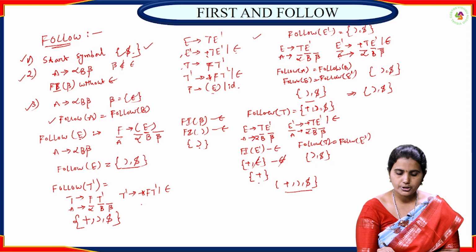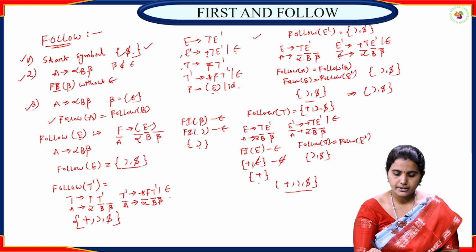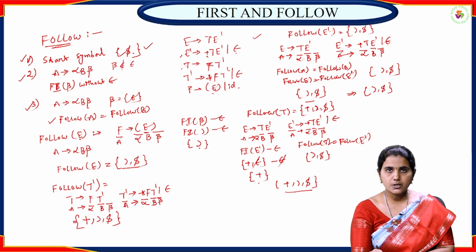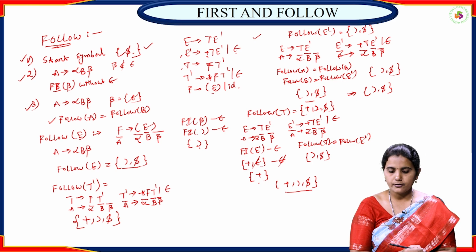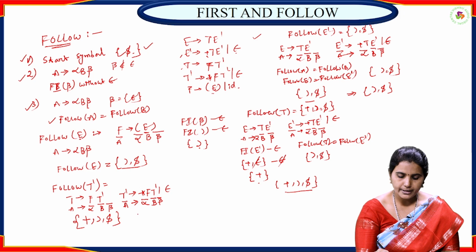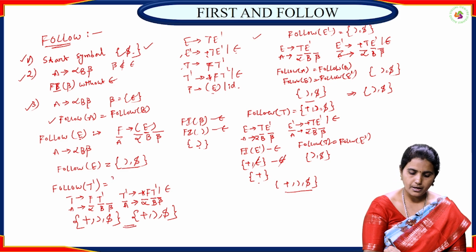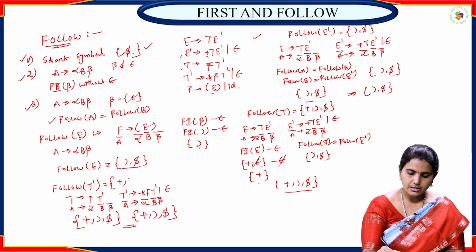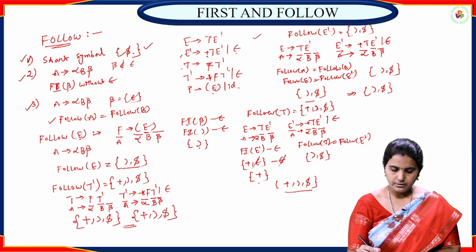Then go for the next production. T dash is B and left hand side is alpha, right hand side is beta. Anyway, your production is consisting of epsilon, means just you are going to apply rule 3. Follow of A equals follow of B, means follow of T dash. Then your output is plus comma close brace comma dollar. Then combinedly you are going to apply. Then your final output is plus comma close brace comma dollar.